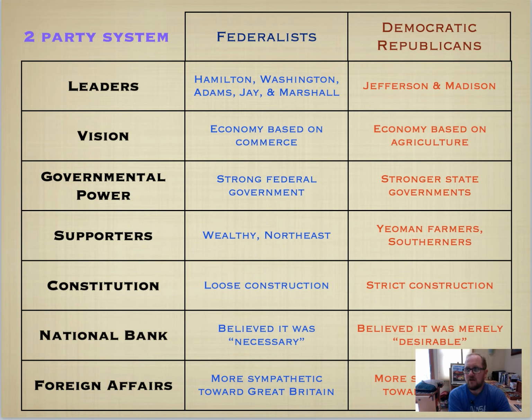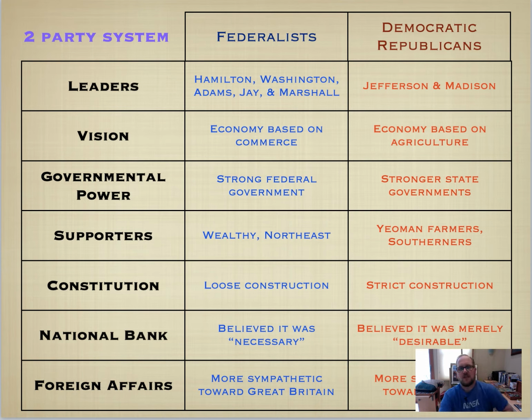And this is a great chart to look at, basically knowing the differences between the Federalist Party and the Democratic Republicans. The leaders are right there. With the Federalists, we see Washington, John Jay, John Marshall, Hamilton, John Adams. We see the vision, an economy based on commerce and industrialization. We see them believing in strong governmental power of the federal government. Again, most of their supporters are going to be from the Northeast and more the wealthier, the elite. We see their viewpoint of the Constitution being very loose, using implied powers. Of course, they were in favor of the national bank, and mostly they were sympathetic to the British in international policy.